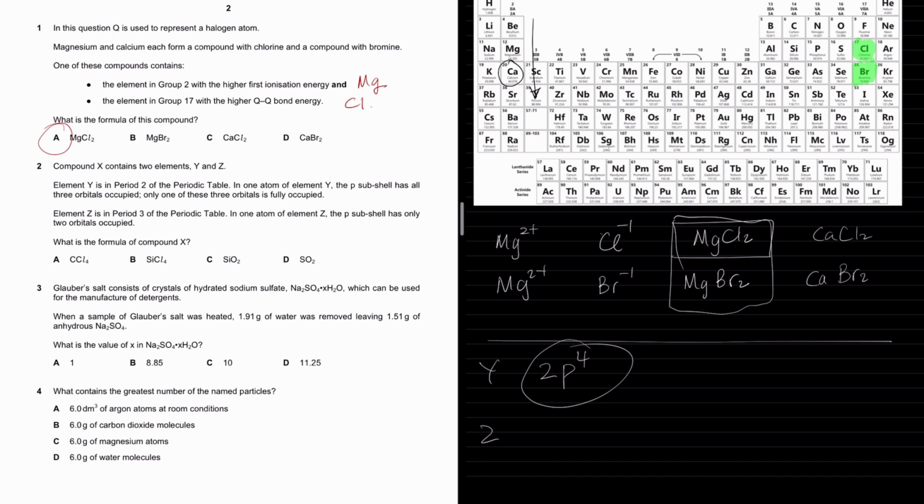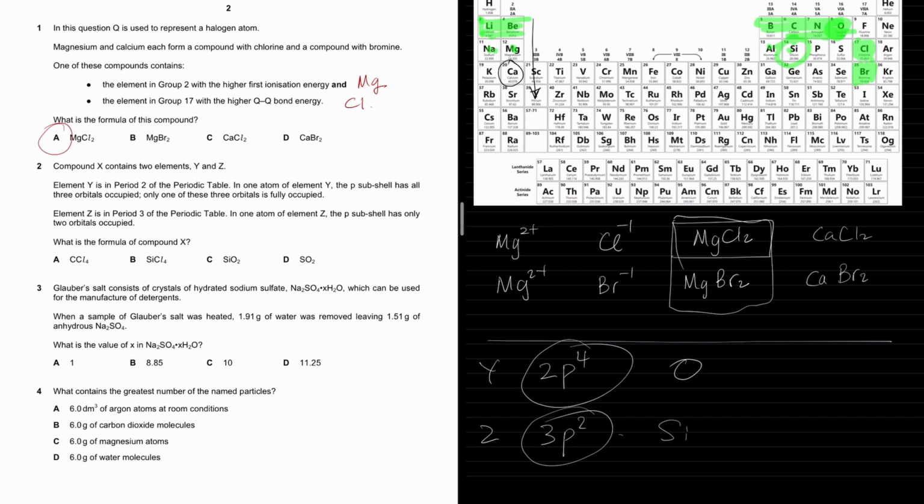Then we're looking at Z. Z is in period 3 of the periodic table, so it's going to be 3. In one atom of Z, the p subshell has only 2 orbitals occupied. So 3p2. So we want to figure out what's sitting in 2p4. So this is 2, and then p4 is oxygen. And then 3p2: here's 3s1, 3s2, that's 3p1, 3p2. So silicon.